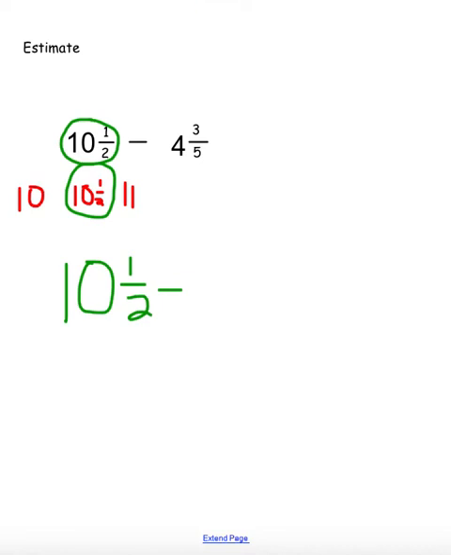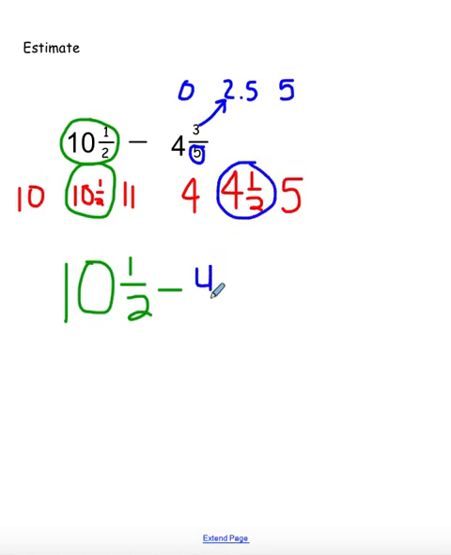Now I'm going to work with my other mixed number, 4 3/5. My choices are 4, 4.5, and 5. Looking at my denominator of 5, what's half of 5? Half of 5 is 2.5. Or I could have nothing, or I can have a whole. So that'd be 5/5. Which of these three numbers is the number 3 closest to? 3 is closest to 2.5, so I'm going to use 4.5 as my estimate. And then I'm going to subtract 10.5 minus 4.5, which is 6. So that's how we're going to tackle estimation of fractions and mixed numbers with addition and subtraction.